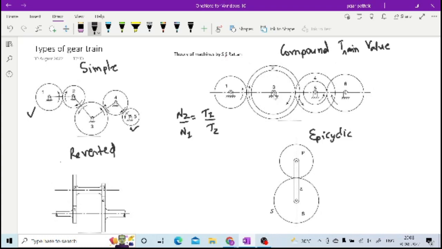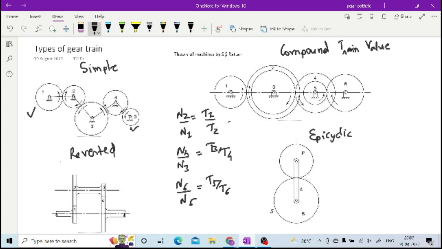So now 3 is running at the same speed as 2 and it is transmitting the power to 4. So n4 by n3 is equal to t3 by t4. Now 4 is not transmitting power to 5 because 4 and 5 are on the same shaft. So now 5 is transmitting to 6. If 5 is transmitting to 6, then n6 by n5 is equal to t5 by t6.